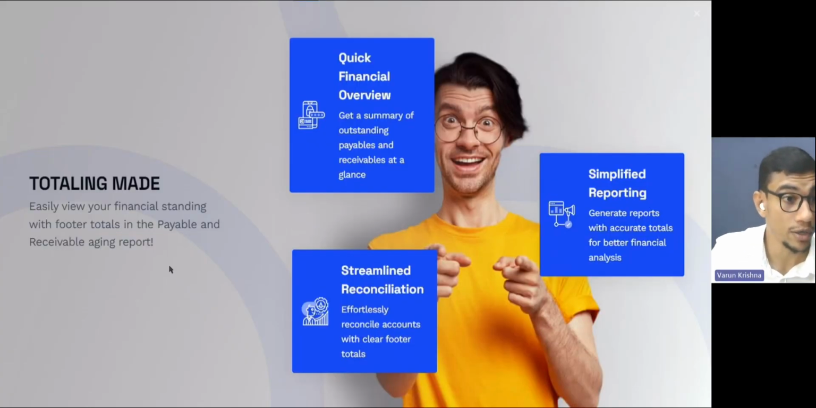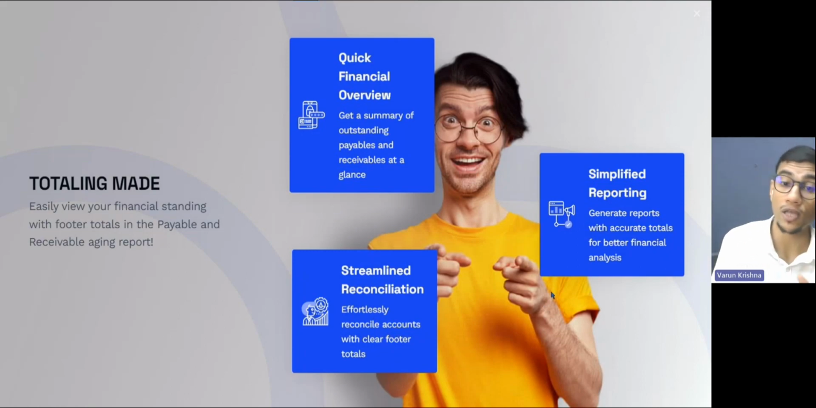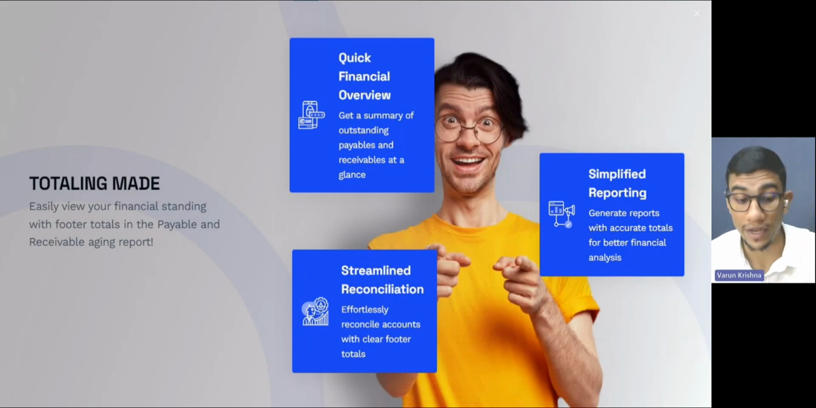Next, totaling made easy. So easily view your financial standing with footer totals in the payable and the receivable in report. So what's your advantage? Get a summary of outstanding payable and receivable at a glance. Effortlessly reconcile accounts with clear footer totals, and generate reports with accurate totals for better financial analysis. So we will take a look into that also.